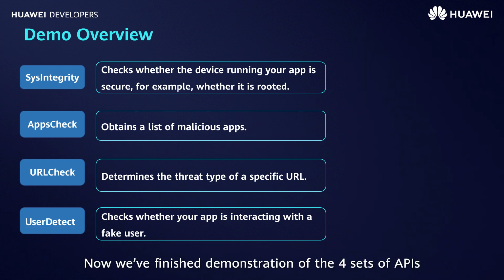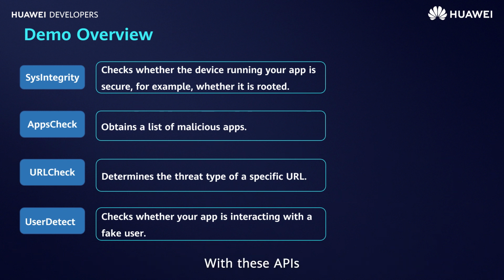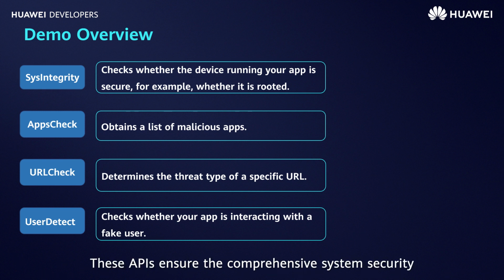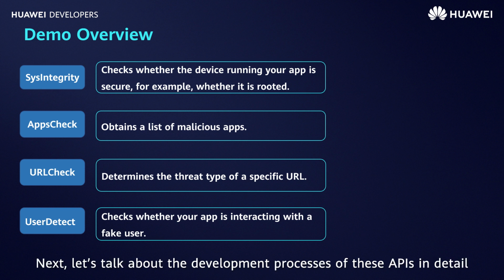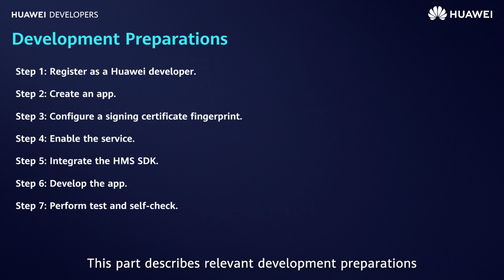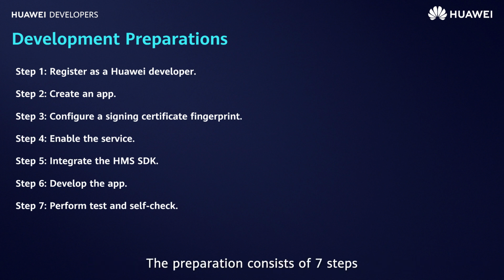Now we finish demonstration of the 4 sets of APIs. With these APIs, you can ensure that your app is running in a secure environment. These APIs ensure the comprehensive system security from the URL check to user identity verification at the system level. Next, let's talk about the development process of these APIs in detail. This part describes relevant development preparations. The preparation consists of 7 steps. Now, let's go through them one by one.